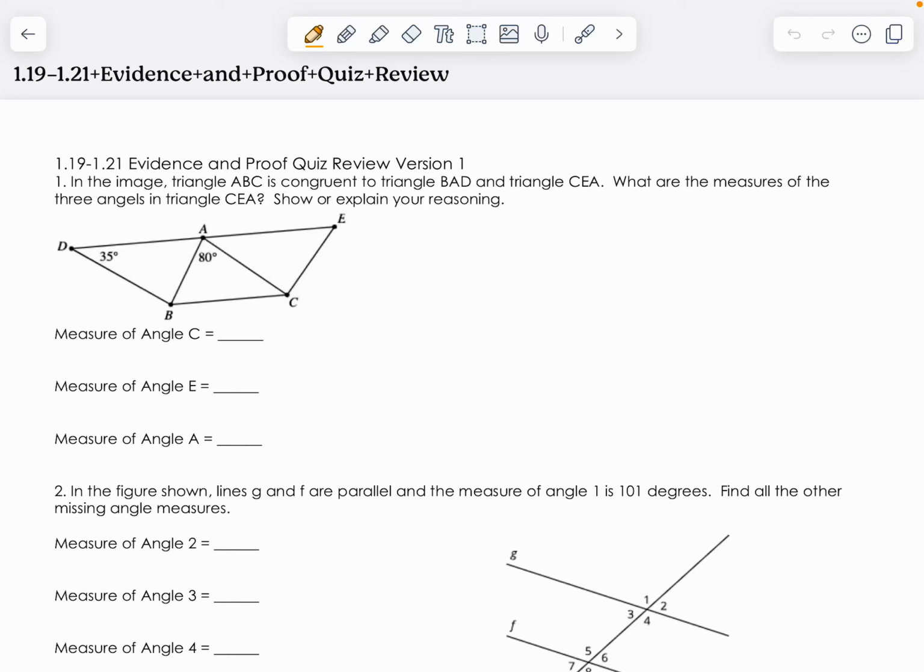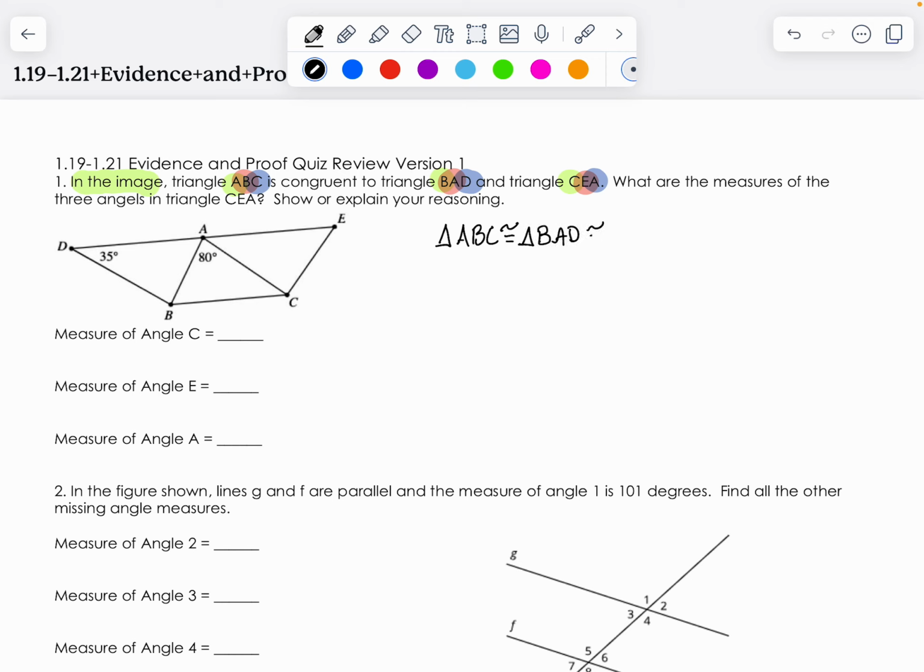Okay, so right here in the image, triangle ABC, you see what I'm doing here, I'm pre-highlighting. ABC is congruent to BAE, which is congruent to CDA. Triangle ABC is congruent to triangle BAD and triangle CEA. So all these triangles are congruent. All right, so all these triangles are the same.